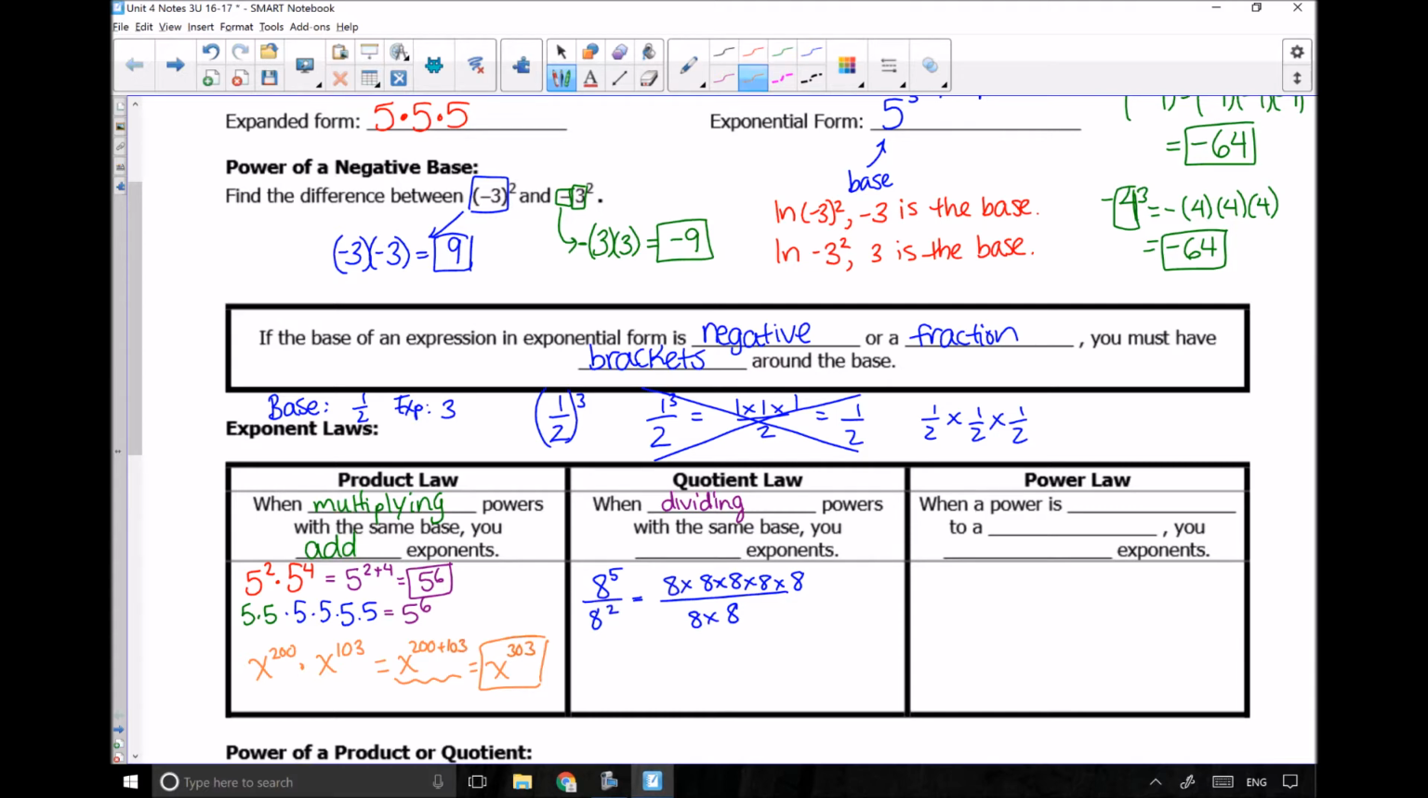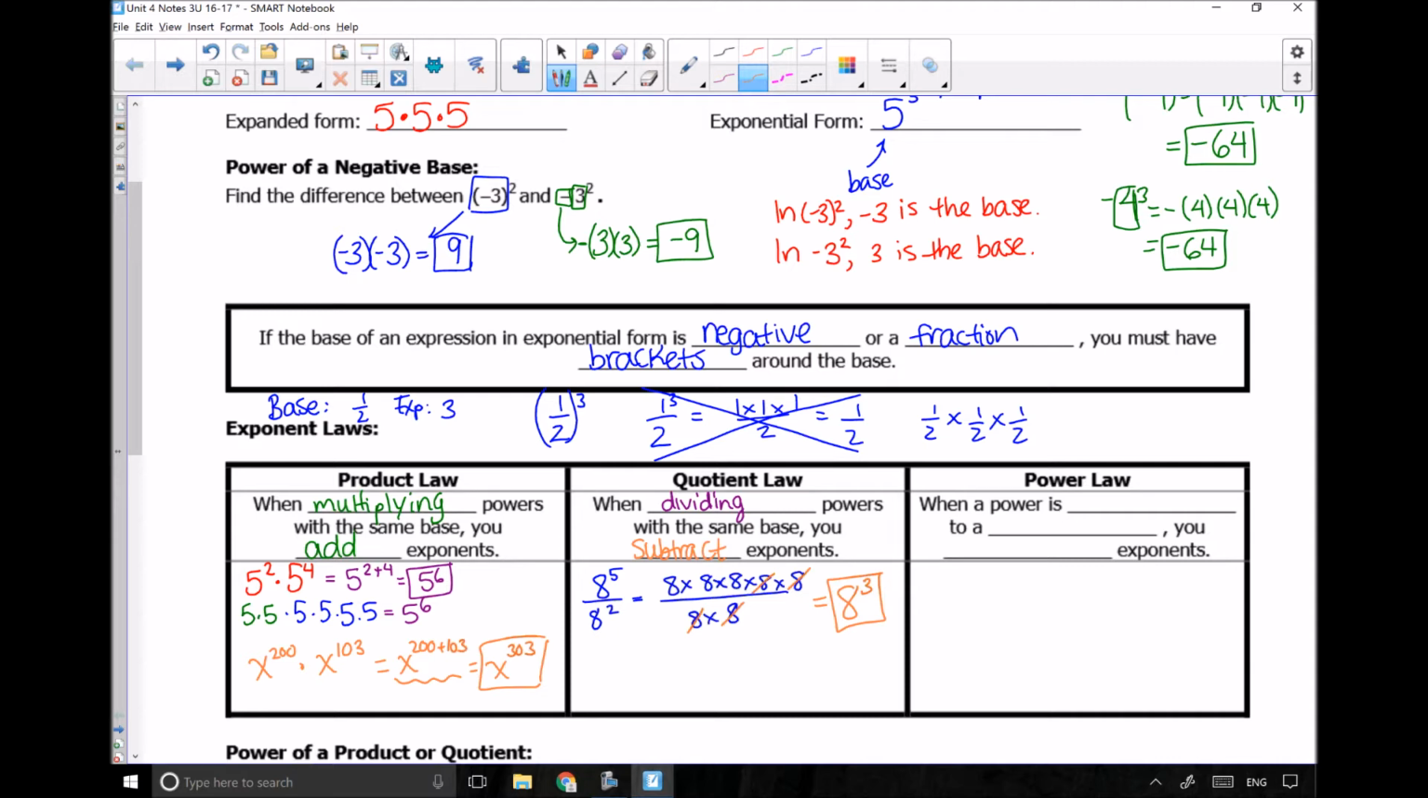Well, a bunch of my 8s are going to cancel out. So this 8 goes with this 8. This 8 goes with this 8. So I end up getting 8 to the power of 3. So when I have a 5 in the numerator here and a 2 in the denominator here, I ended up getting 8 to the power of 3. So the shortcut is I can just subtract the exponents.